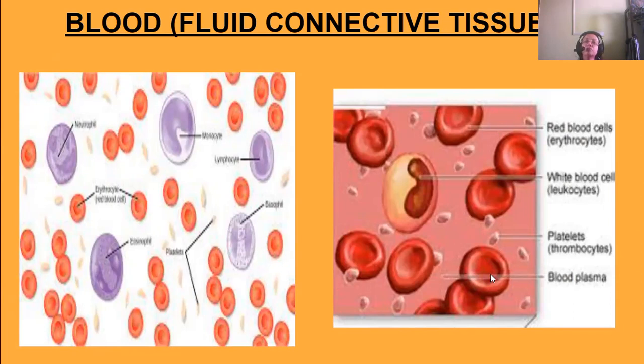And white blood cells are of different types, which we will discuss later on, like eosinophils, then monocytes, lymphocytes, etc. Different types of white blood cells are present.